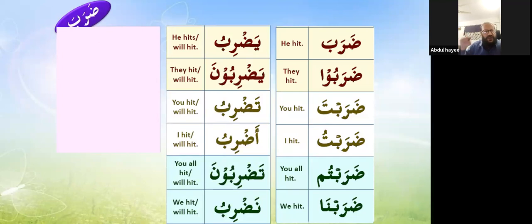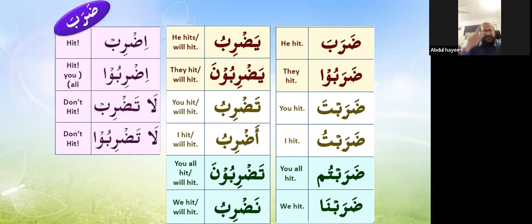Yadribu, he hits or will hit. Yadribuna, they hit or they will hit. Tadribu, you hit or you will hit. Adribu, I hit or I will hit. Tadribuna, you all hit or you will hit. Nadribu, we hit. What about the Amr? Idrib, hit. Idribu, hit you all. La tadrib, don't hit. La tadribu, don't hit. Now, it's your turn. I will make it easy for you.